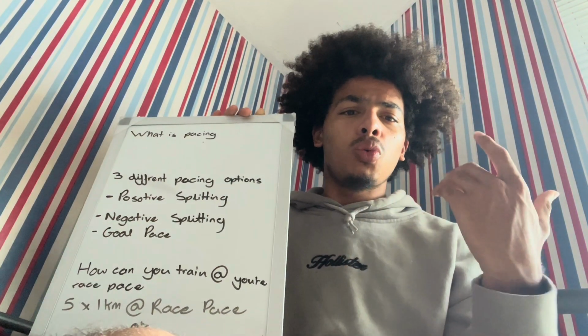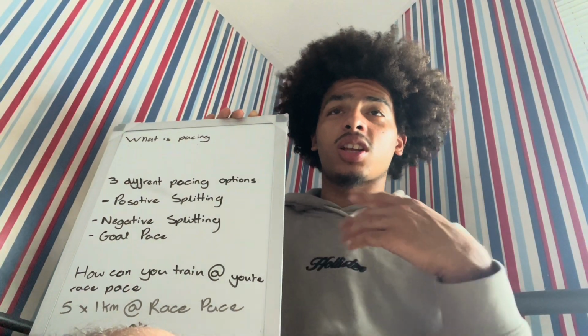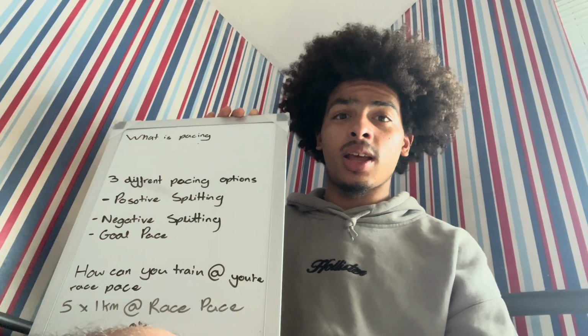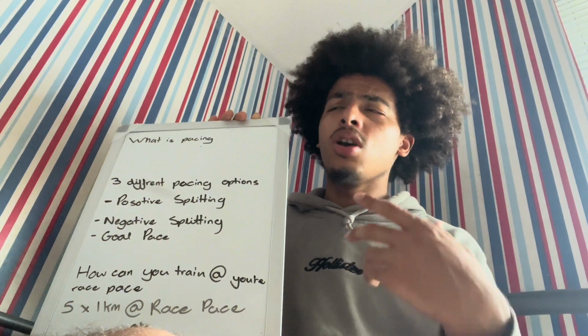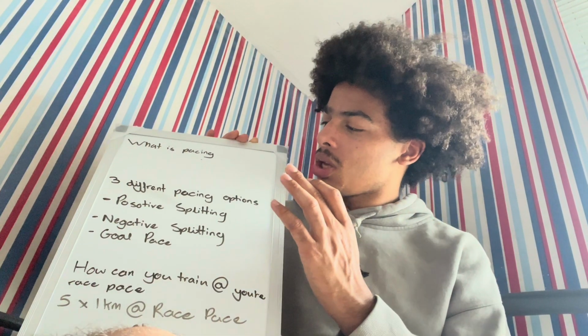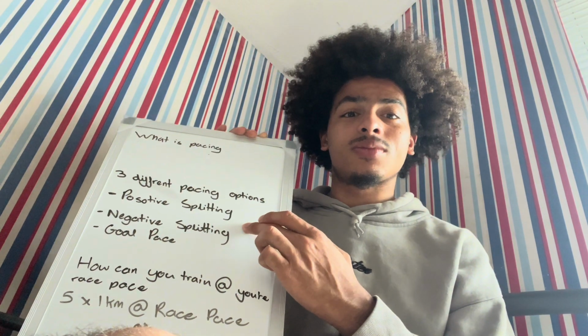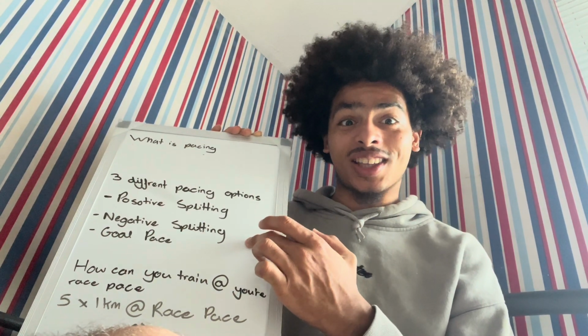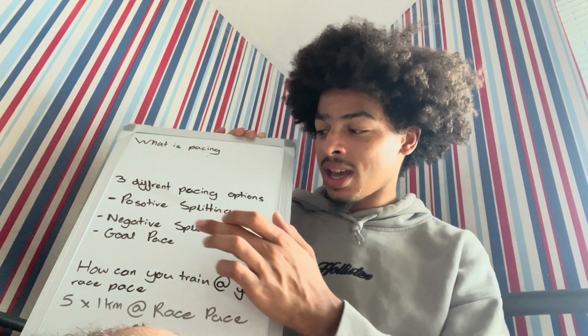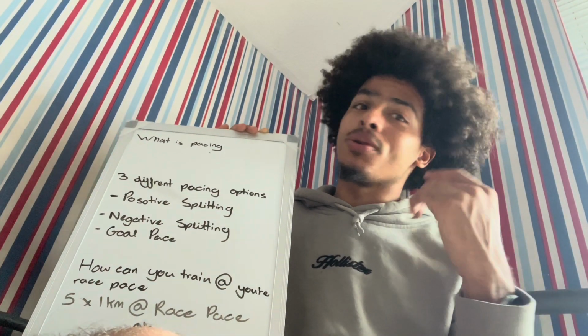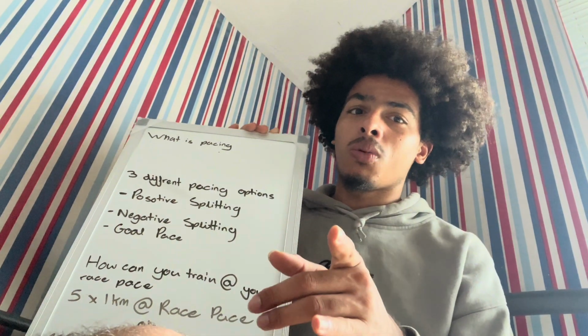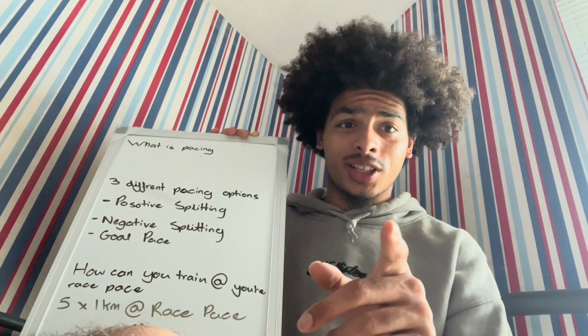So, what are the different pacing strategies you and myself can use? The first one is positive splitting. The second one is negative splitting, and the last one is race pace. I'll be going over these later on, so don't worry, sit back and enjoy the video.